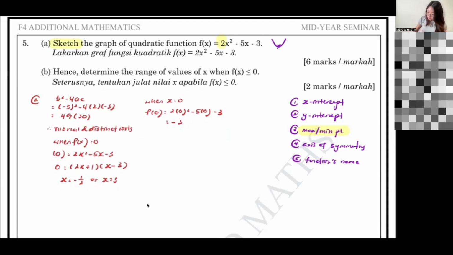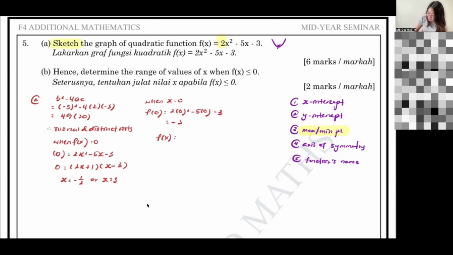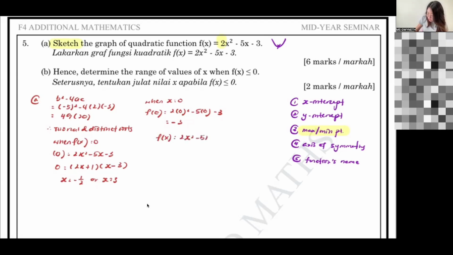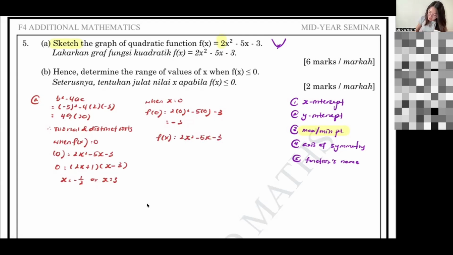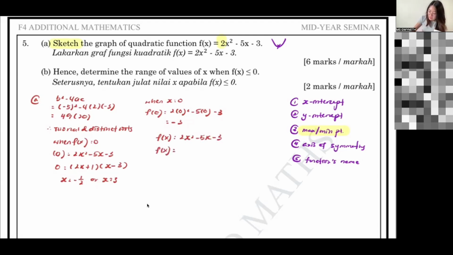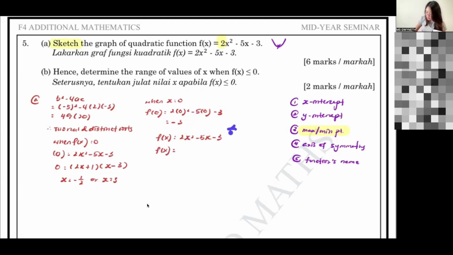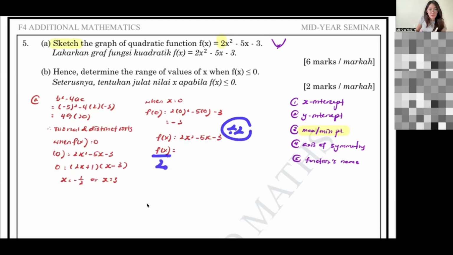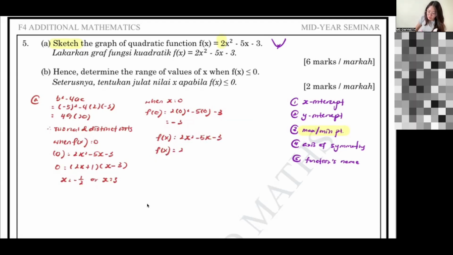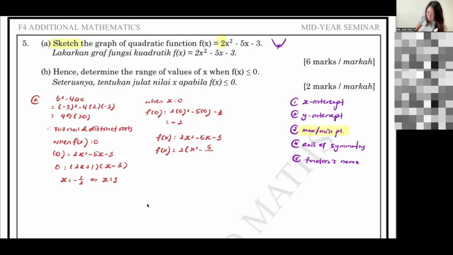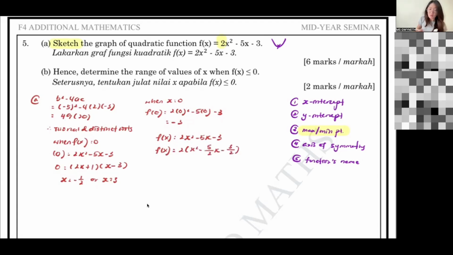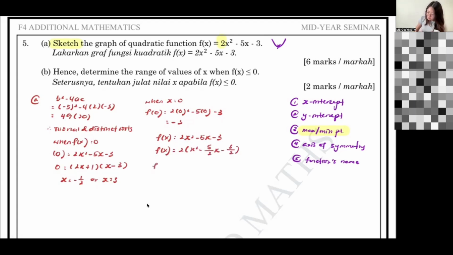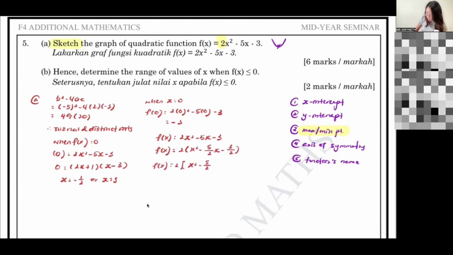After that, maximum or minimum point. For this part, you need to use completing the square to find vertex form. It is a must. Before you do that, a must be positive 1. But you cannot divide by 2 for the whole equation. Why? Because f(x) is blocking. So how? You factorize 2 out. So this will become negative 5 over 2 x and negative 3 over 2. After factorization, the 2 you ignore. You continue doing completing the square over here.